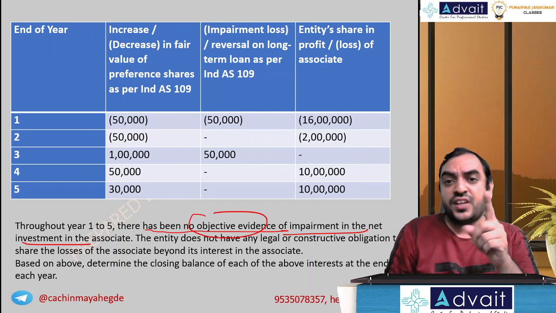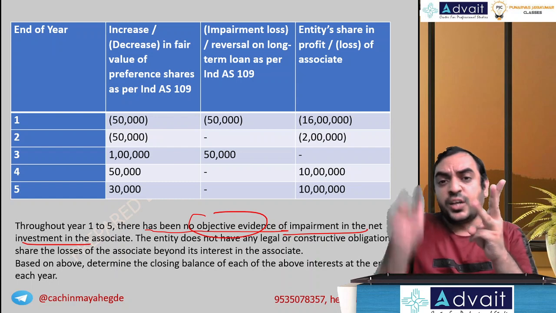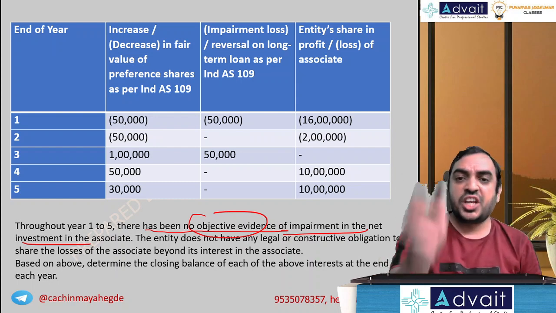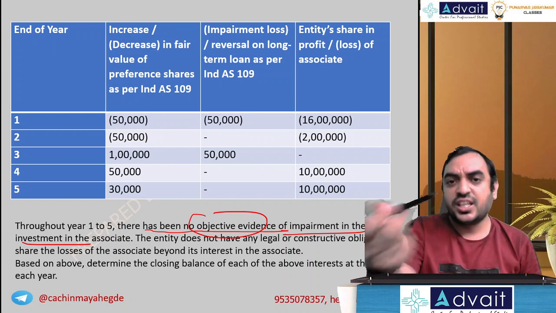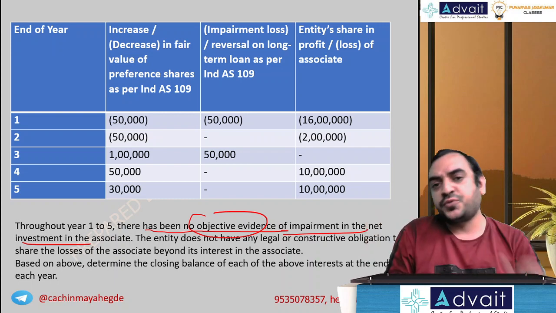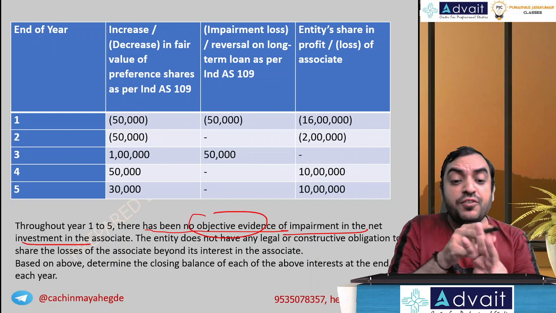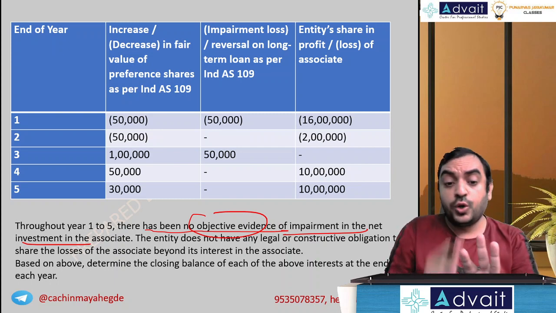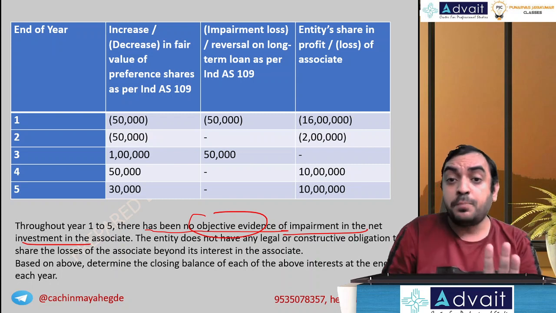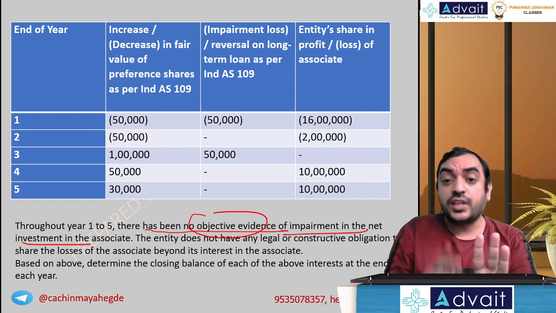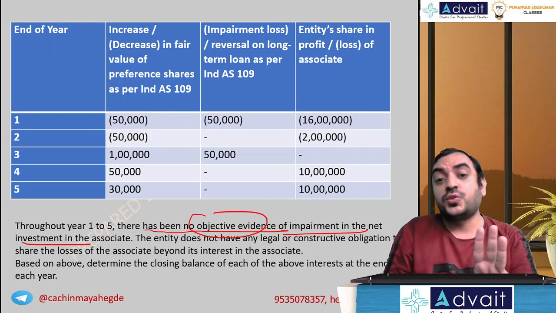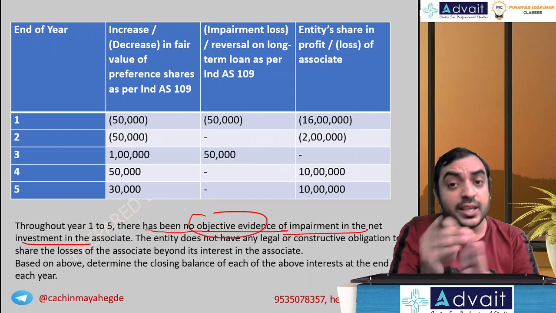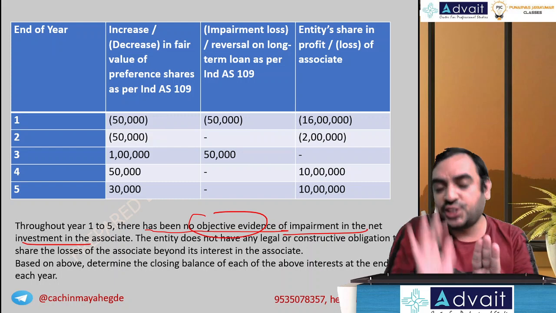Investment in preference shares, investment in equity shares, and share of profits or share of loss from associates for equity shares. Individually, we provide the losses. For preference shares, fair value loss. For the loan, impairment loss. For the equity shares, share of loss from associate. So independently, individually, we have done the impairment loss adjustment.